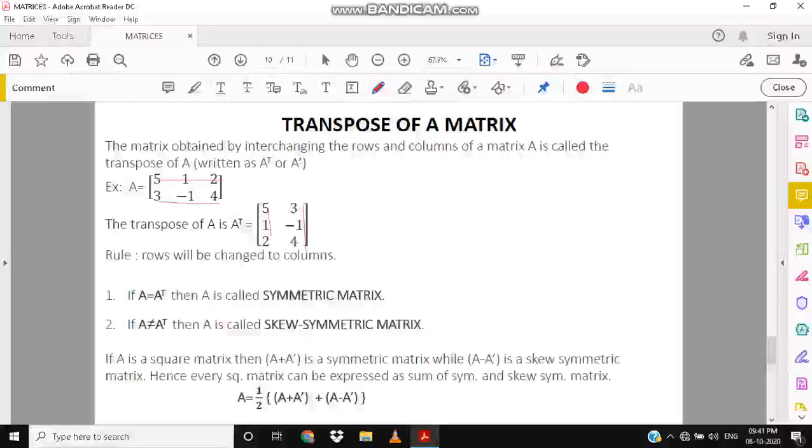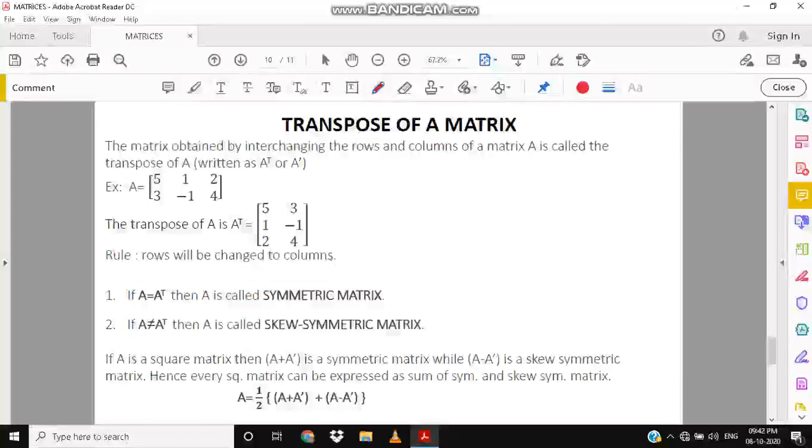Or we can do the alternate one. All the columns will change to rows. Here you see it's 5, 3, written vertically. We change it to horizontally after interchanging it. Here it's 1, minus 1 vertically, here it's written horizontally. Here it's 2, 4 vertically, here we write it horizontally. So this is how we get the transpose of a particular matrix. The rule is that rows will be changed to columns. Simple. Or the other way, the columns will be changed to rows.